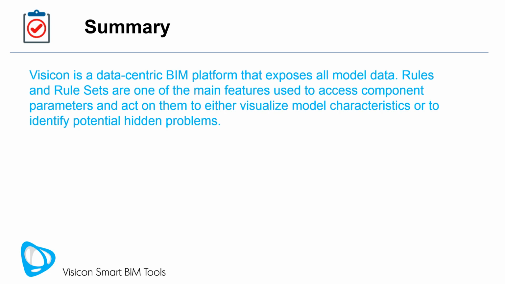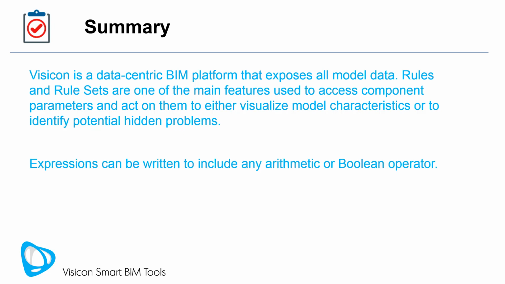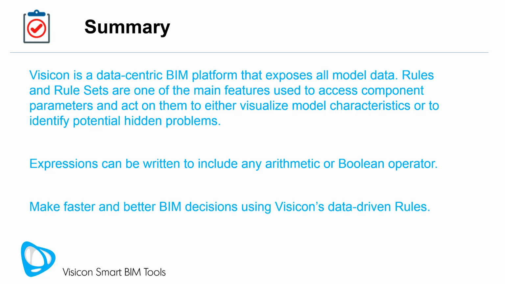In summary, Visicon is a data-centric BIM platform that exposes all model data. Rules and rule sets are one of the main features used to access component parameters and act on them to either visualize model characteristics or to identify potentially hidden problems. Expressions can be written to include any arithmetic or Boolean operator. Make faster and better BIM decisions using Visicon's data-driven rules.